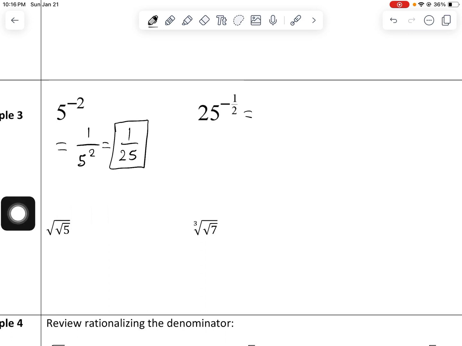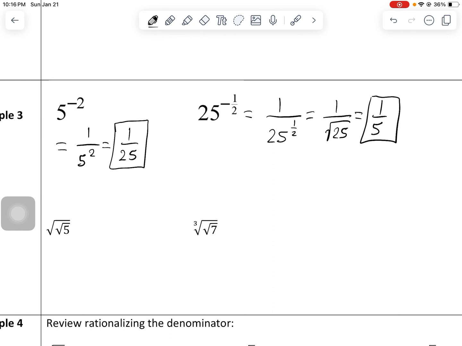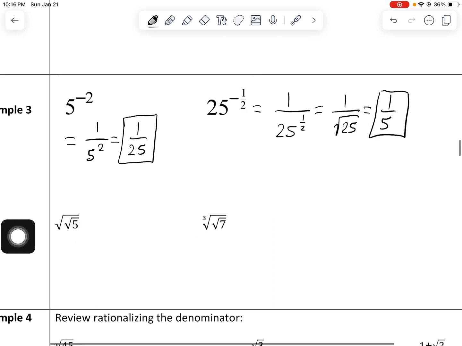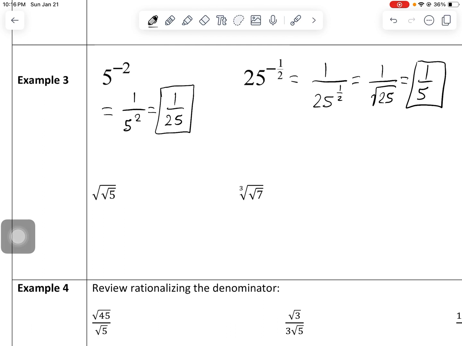This one here, again, we have a negative exponent, so that's going to create a fraction. So 1 over 25 to the positive 1/2 power. And 1/2 as an exponent is the same as the square root of 25. And the square root of 25 is 5, so we get 1 over 5. We do want to be able to get down to this answer here. The simplified fraction version of 25 to the negative 1/2 is 1/5. That's the answer we're going to be expecting from you.